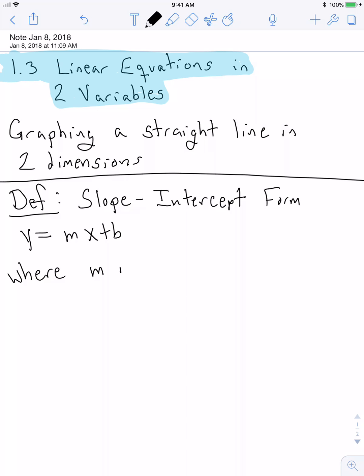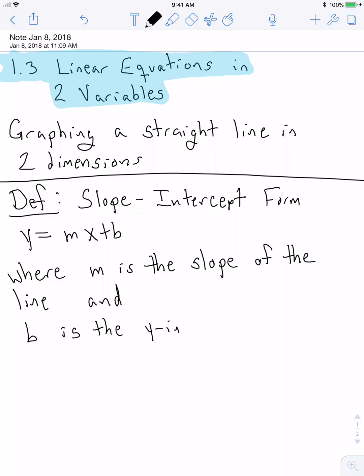where m is the slope of the line and b is the y-intercept. So the takeaway formula here should be this y is equal to mx plus b form. And we defined y-intercepts in the last section. This is the point on the Cartesian plane where we touch the y-axis. And we'll talk about slope a little bit more as we go on.